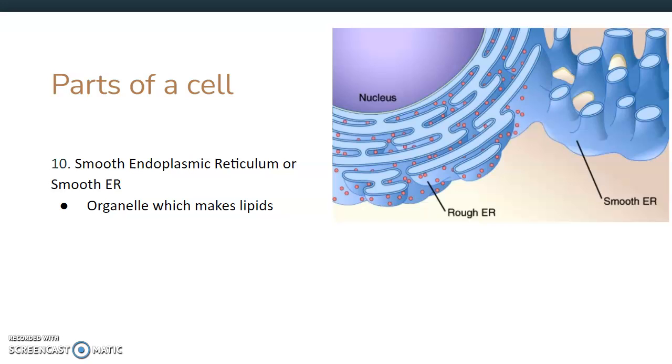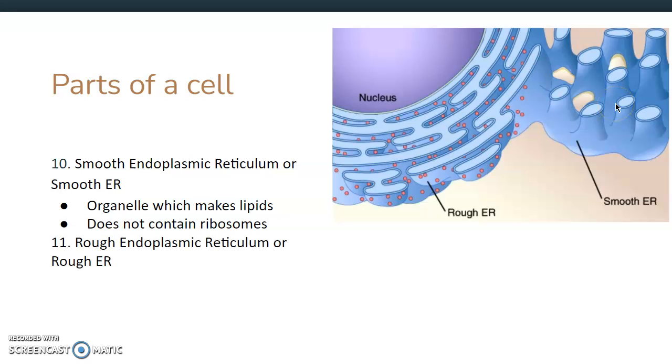So our lysosomes have some lipids in them. Everything has some lipids. The important difference is this does not contain ribosomes, so we don't see any little red dots on our smooth ER. Whereas in our rough ER, our rough endoplasmic reticulum, this is the organelle which transports proteins around the cell. And we can see these little ribosomes on it.